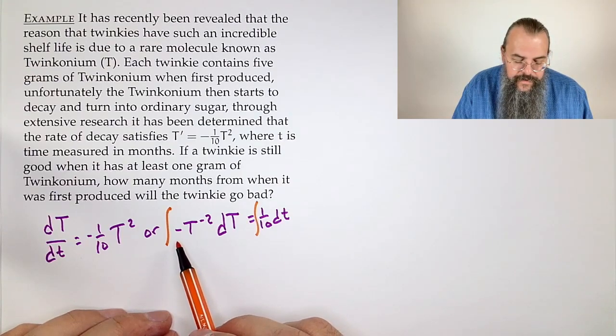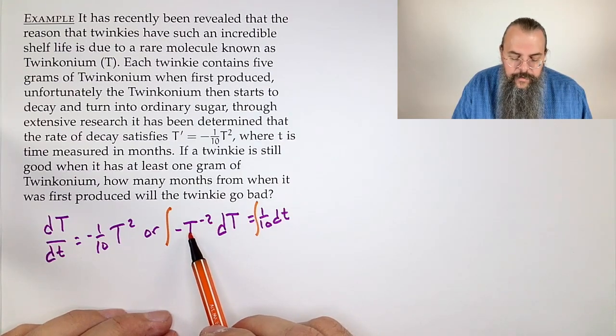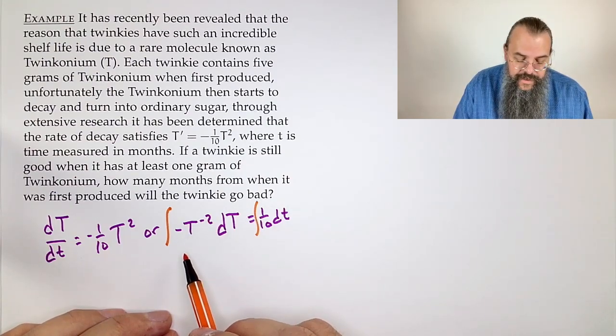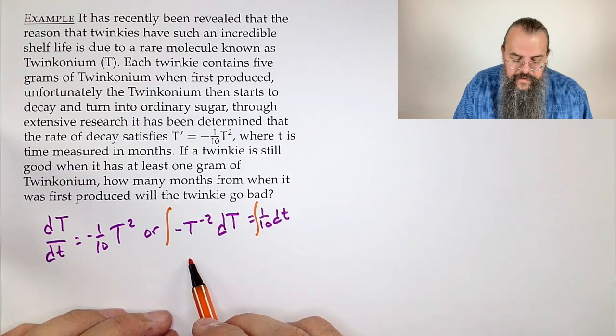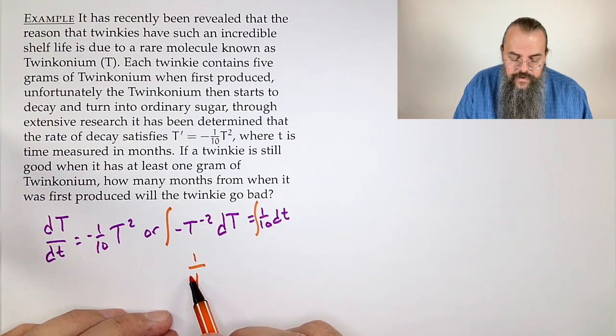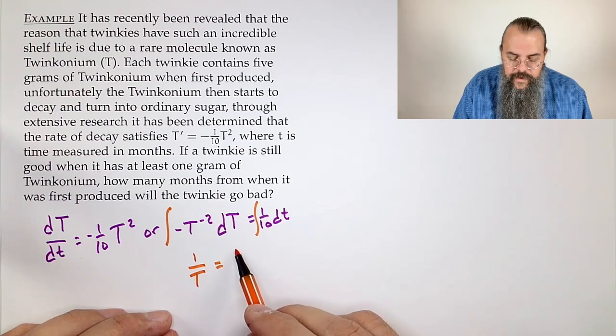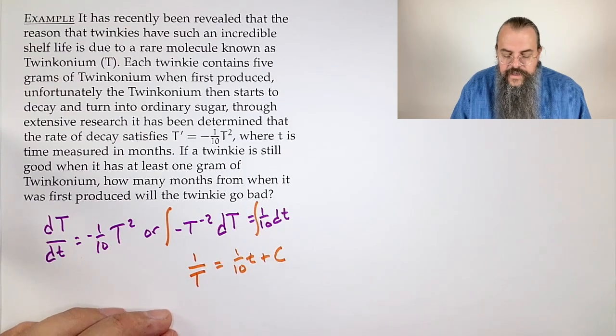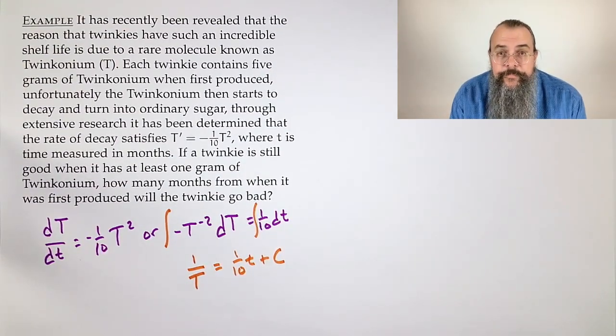So what do we have? Well, when we integrate this, we have a T to the minus 1. Then we divide by minus 1, and that gets rid of the minus. So really, this left-hand side is T to the minus 1, or 1 over T. On this side, we get 1/10 t plus, of course, some constant c.